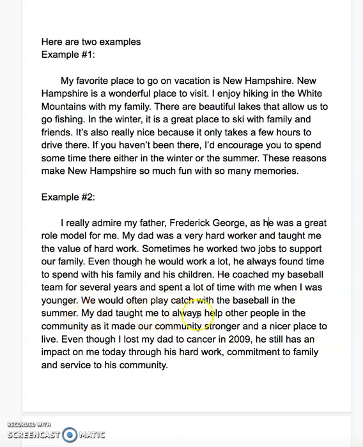My dad taught me to always help other people in the community, as it made our community stronger and a nicer place to live. Even though I lost my dad to cancer in 2009, he still has an impact on me today through his hard work, commitment to family, and service to his community. So based on my main idea, you can see I'm writing about his hard work, his commitment to his family, and his service to his community.